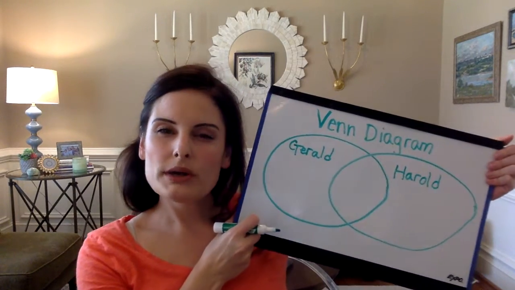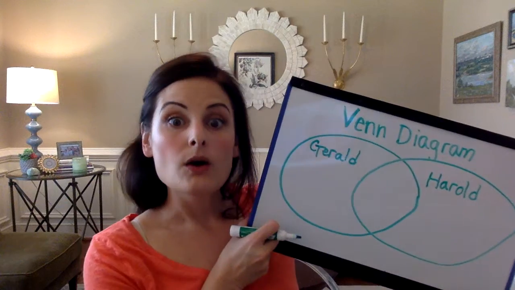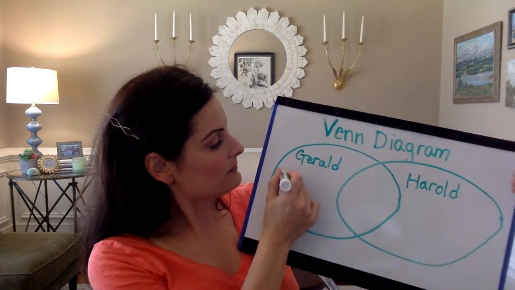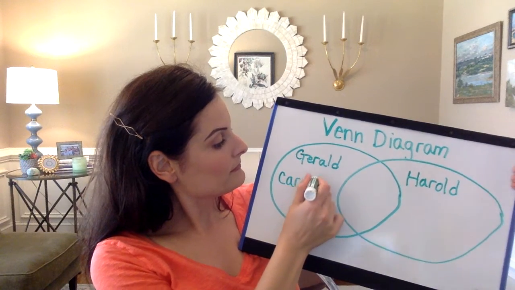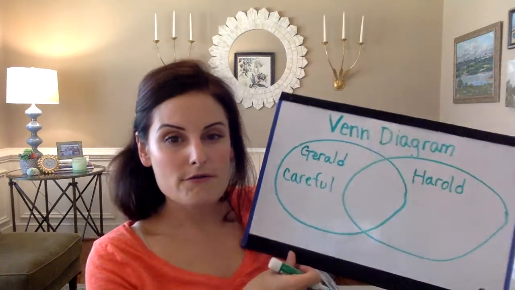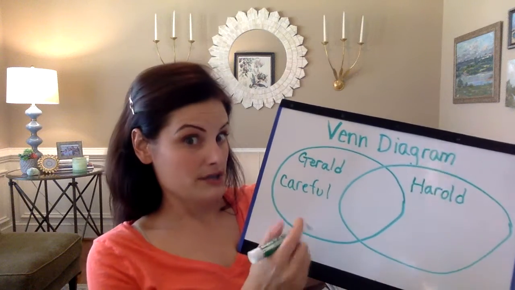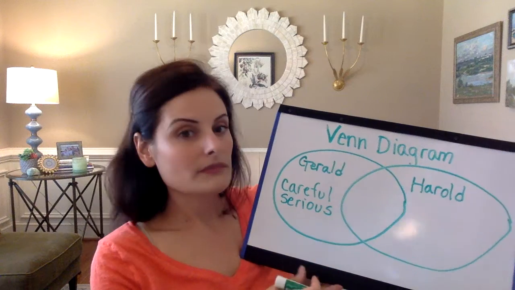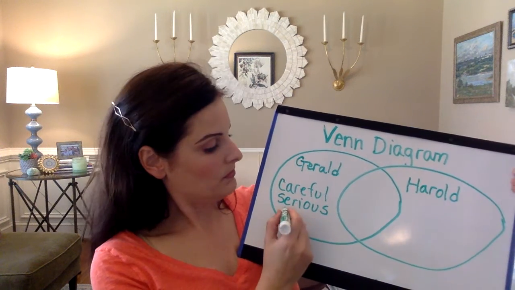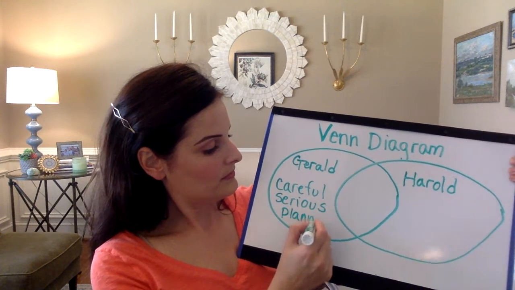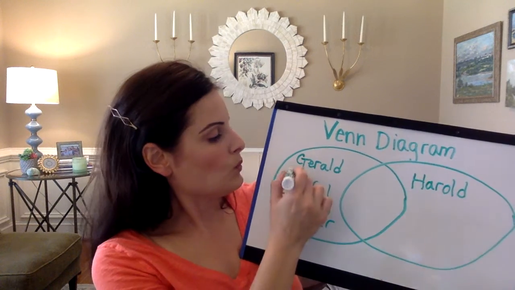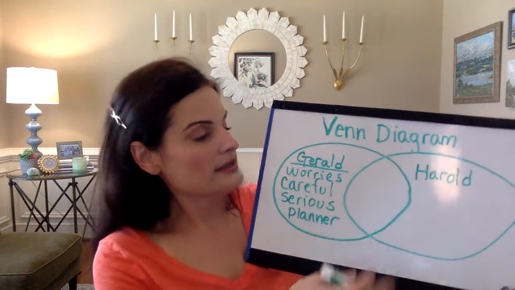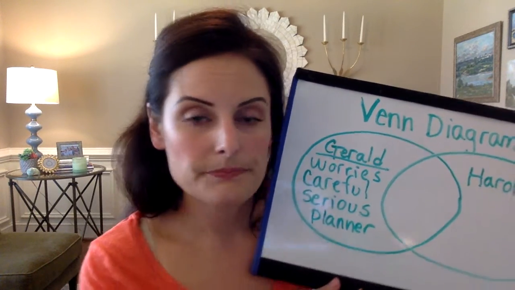Let's see. What did we say about Gerald? He was very careful. Let's write it down. Another way to say that was kind of serious. He's a planner. Somebody told me that he worries. Those are all things that describe Gerald.